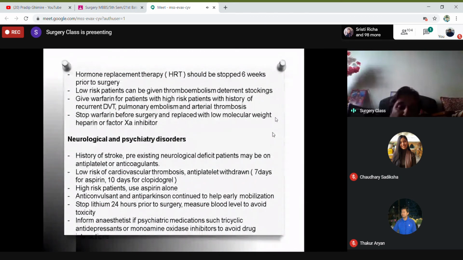I'll not go into detail. So you have to give thromboprophylaxis. Neurological and psychiatric disorders also have to be taken care of.